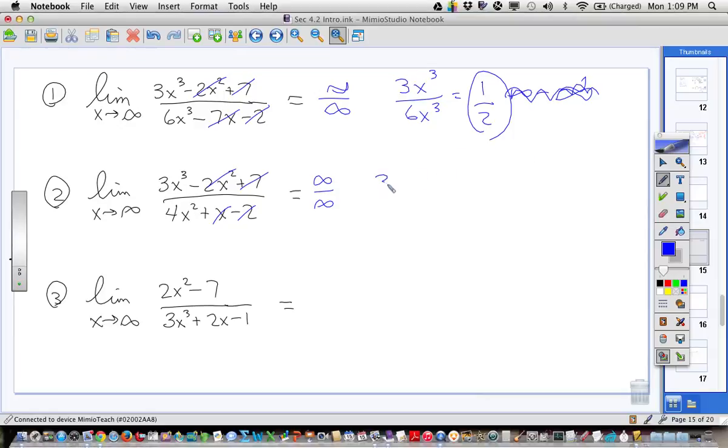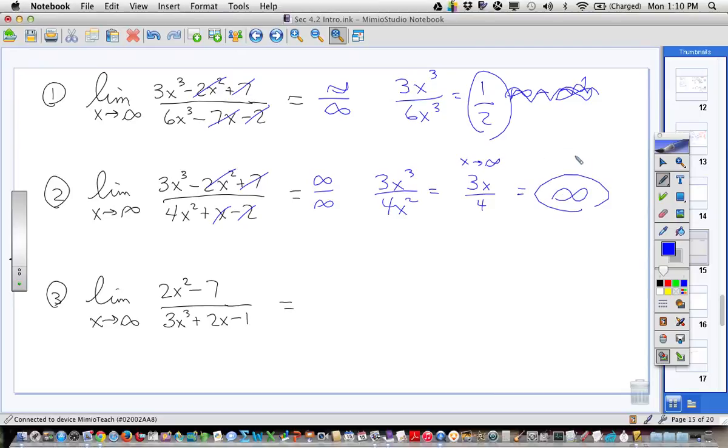Now, we can just do this. We can go 3x cubed over 4x squared. The rest of it doesn't matter. Now we can simplify that. What's that? 3x over 4. Now what happens to that as x gets really big? It really gets big. It goes to infinity.